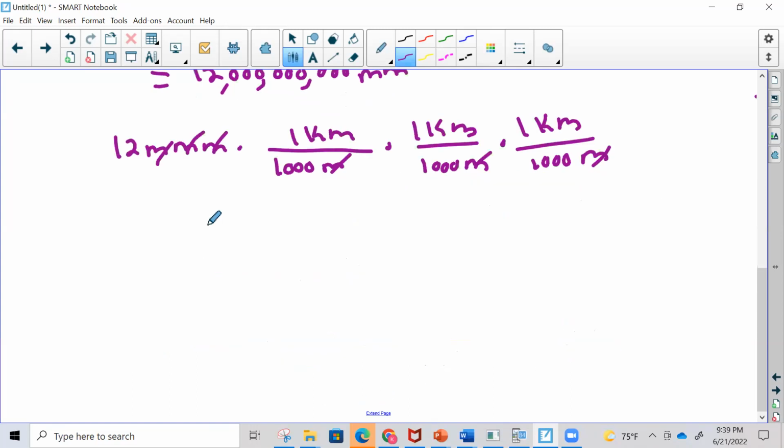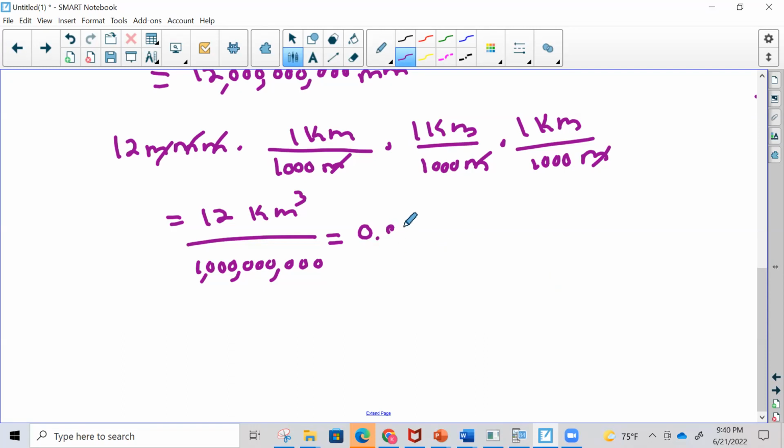So if I do this, I get 12 kilometers cubed in the numerator. Get that in the denominator, and then if I divide it, and again, this is where your calculator is going to give you that E. So I have 7 zeros and then 12, just to check it.